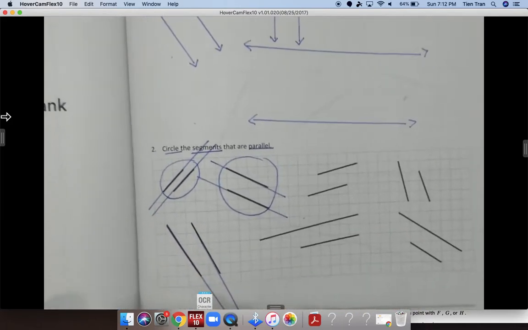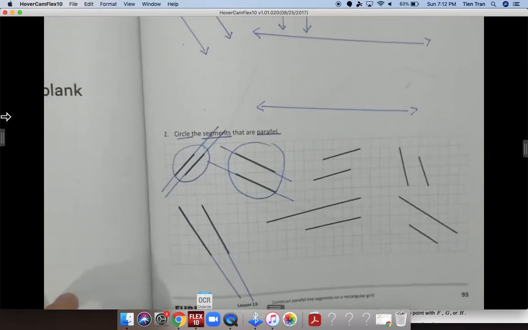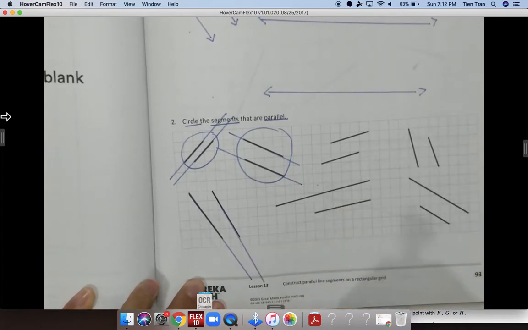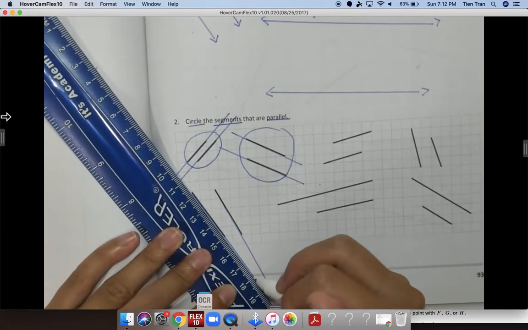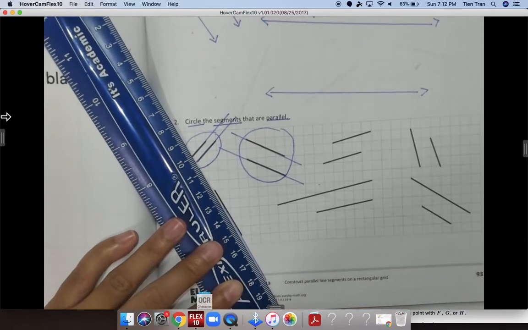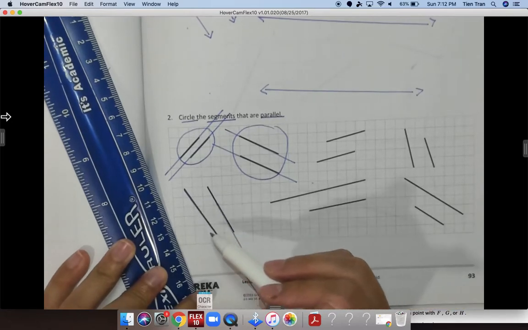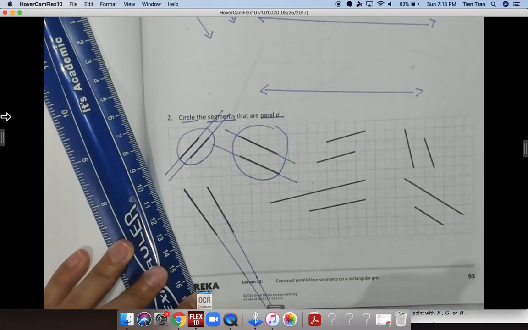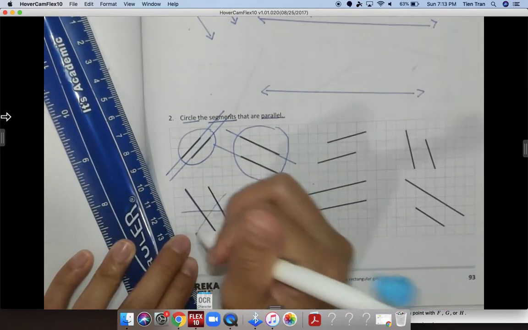Sorry, let me just move this a little bit so you can actually see that. If you look at this one, if I were to continue drawing it, it's like being drawn way past my math book. But if I continue to keep drawing it, they actually meet. Look how the lines are starting to form kind of like a triangle. So at the end, they're going to end up meeting. So these are not parallel lines. I would cross this one out.